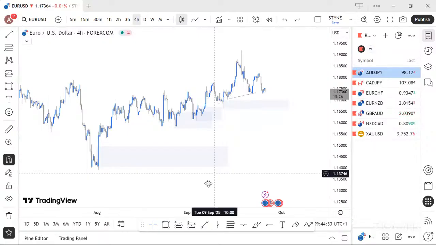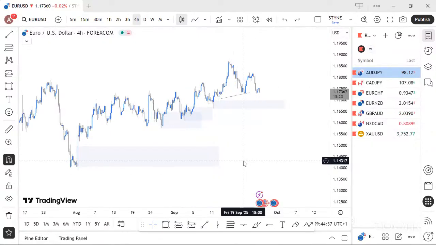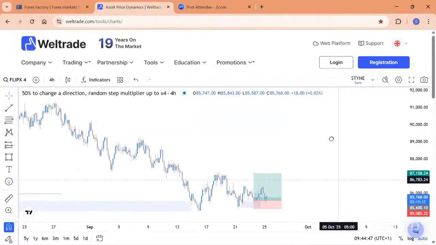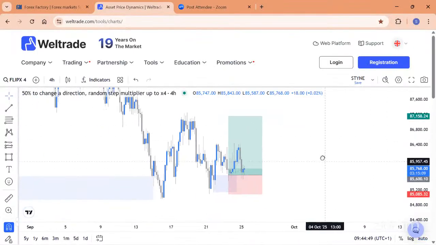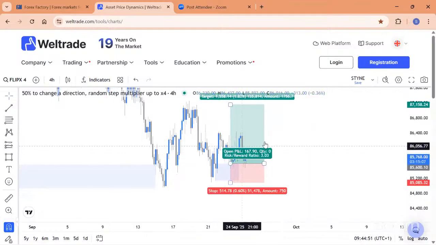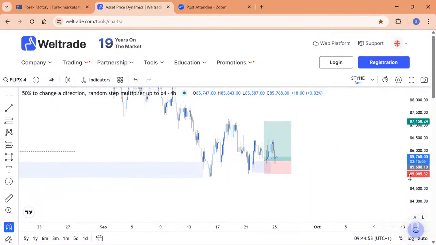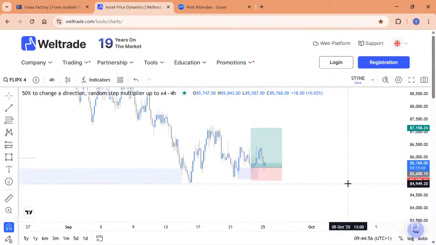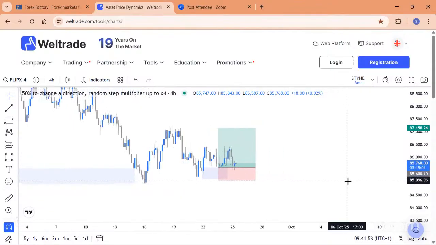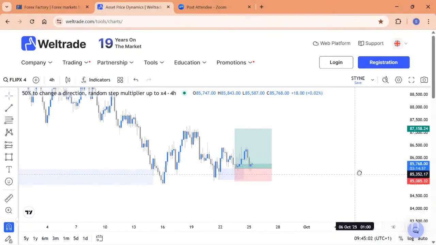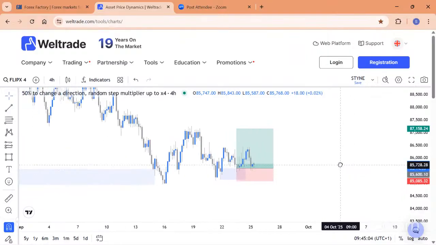Synthetic indices. Currently we are in Flip X4. We had a nice buy for Flip X4 yesterday. It started in profit, but we are currently in drawdown. We have not hit stop loss, but we are still in drawdown. The trade I called for the 400 people is in drawdown.